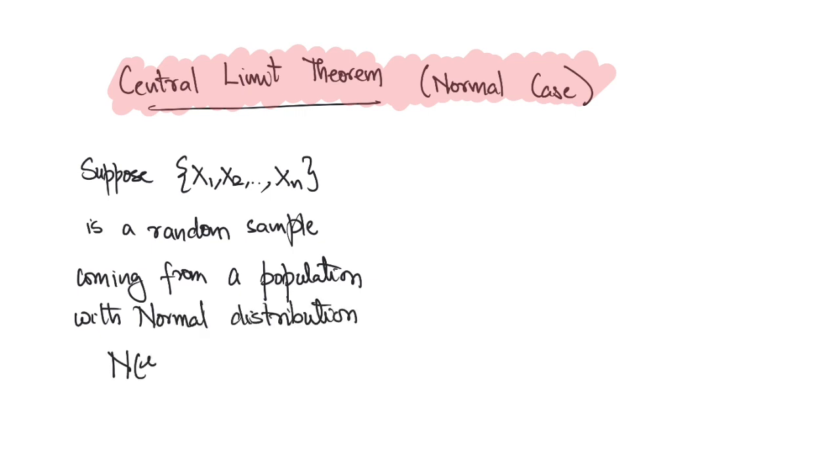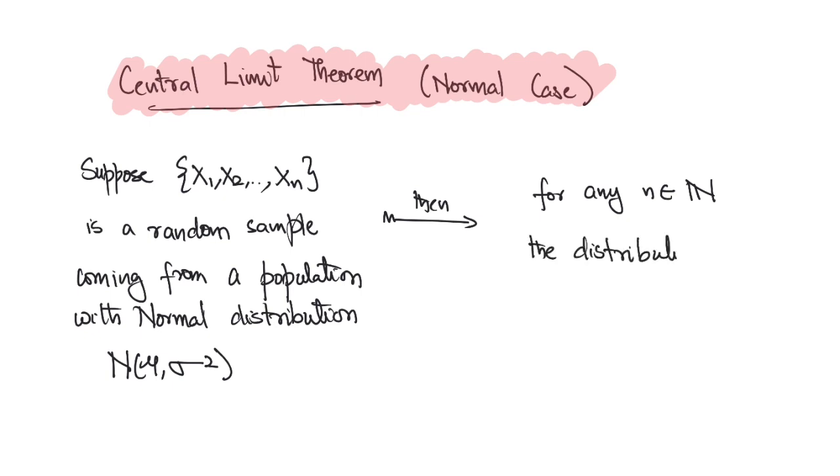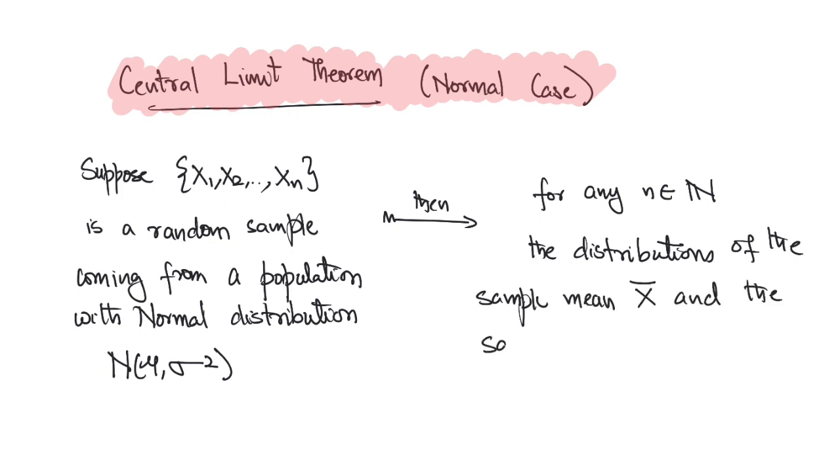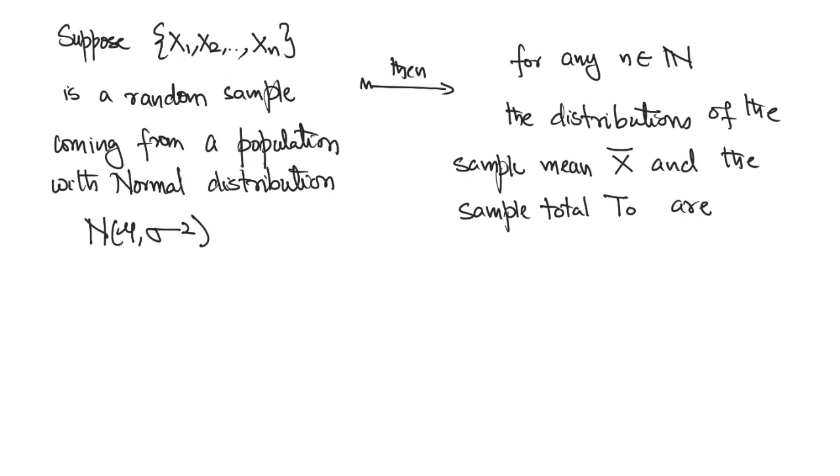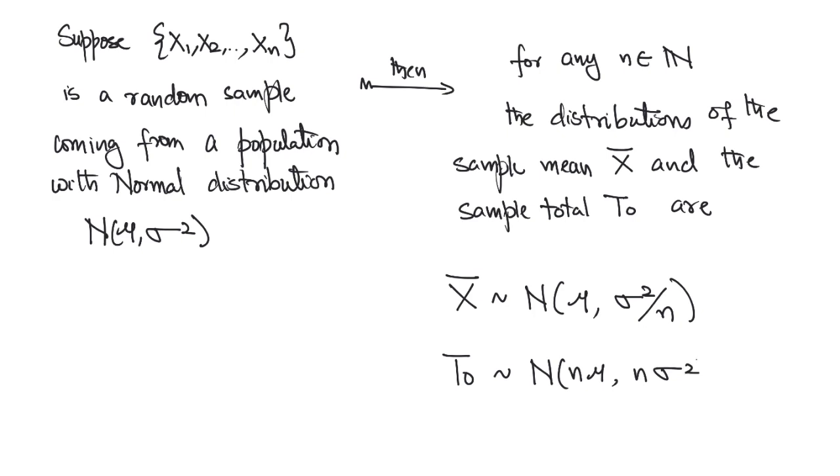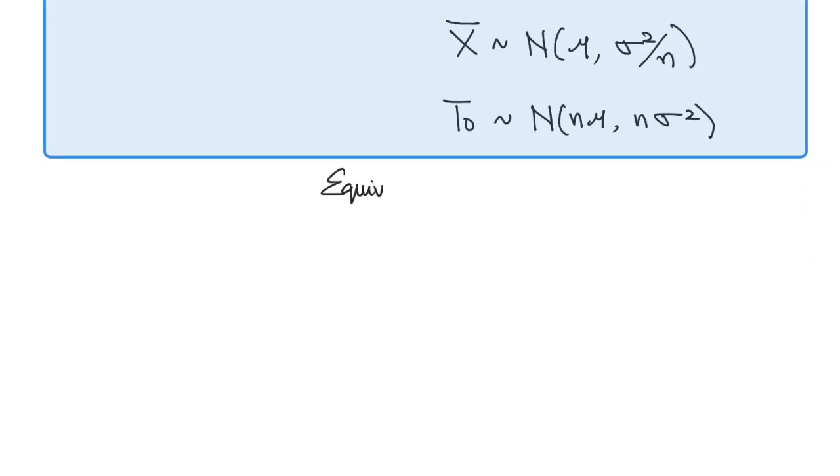Then we will have that for any natural number n, the distributions of the sample mean x bar and the sample total t naught will be: x bar is normally distributed with mean mu and variance sigma squared over n, and the sample total is normally distributed with mean n times mu and variance n times sigma squared.